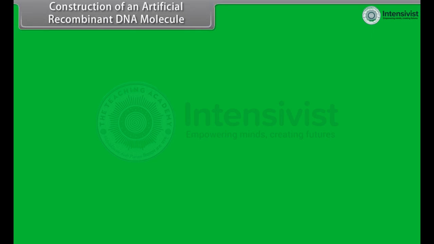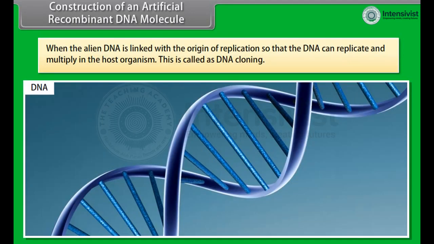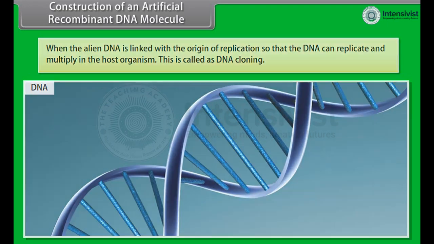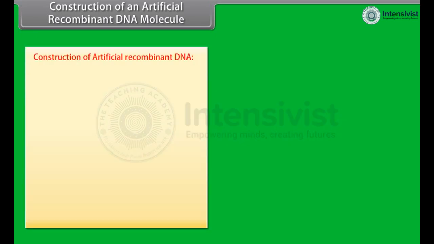Construction of an artificial recombinant DNA molecule. When the alien DNA is linked with the origin of replication, so that the DNA can replicate and multiply in the host organism, this is called DNA cloning. Construction of artificial recombinant DNA.